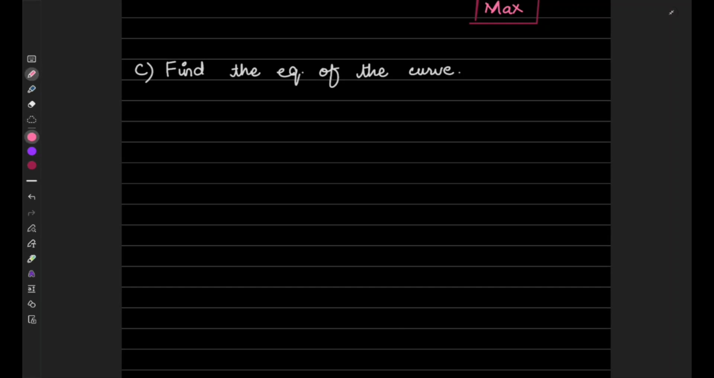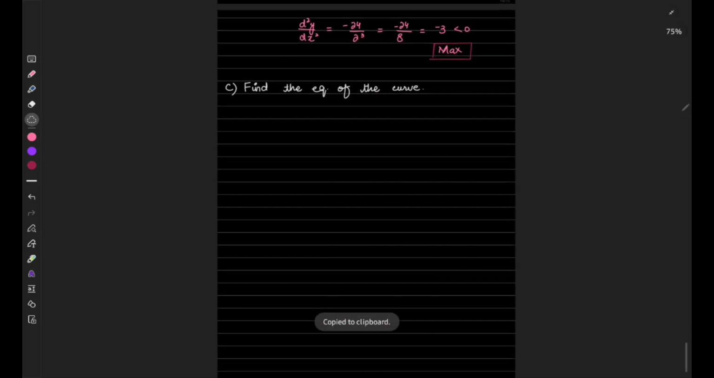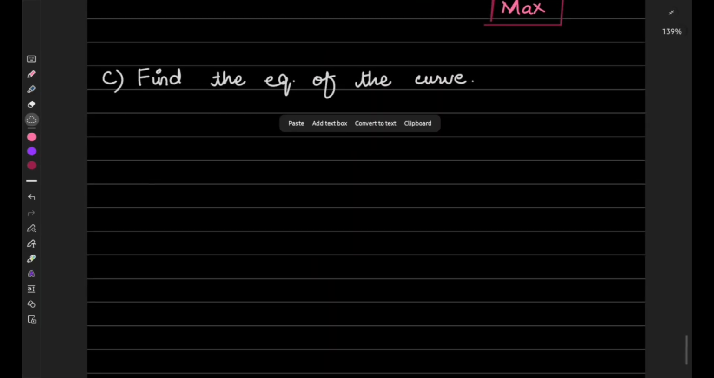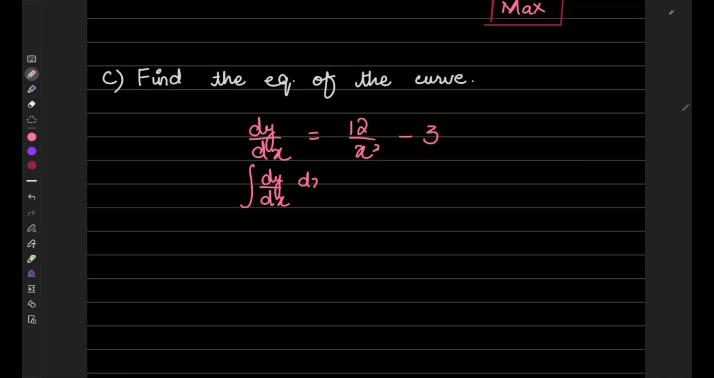Okay, we have the second derivative from which we find the first derivative, and now we will be using this first derivative and integrate it to find out the equation of the curve. So let's substitute this. Integrating this will give you y.